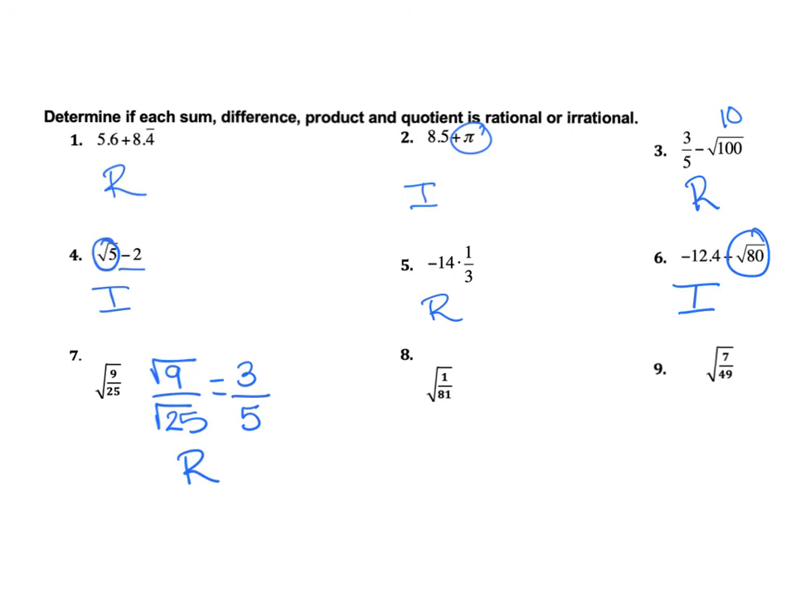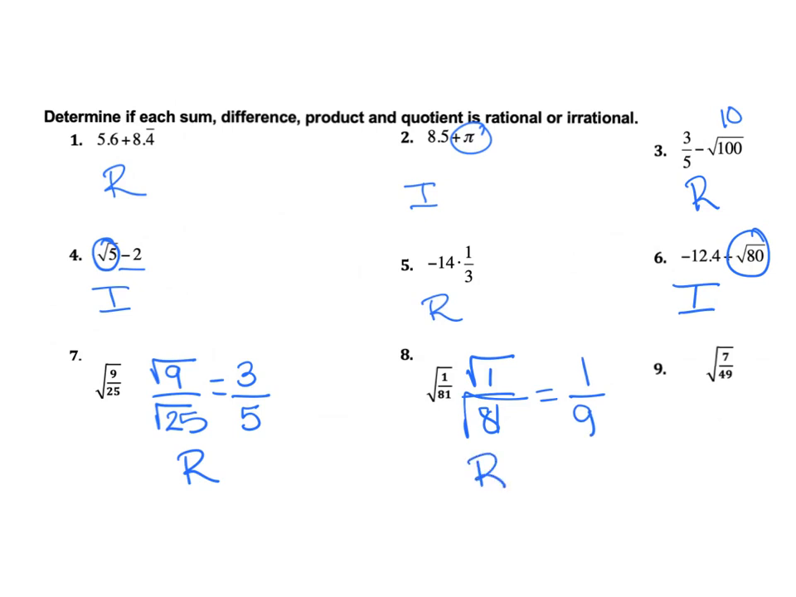All right, the square root of 1 all over 81. Let's take a look at both of those parts. You have the square root of 1 all over the square root of 81. The square root of 1: 1 times 1 is equal to 1, so it's 1. 9 times 9 is equal to 81, so 1/9. This is going to be rational.